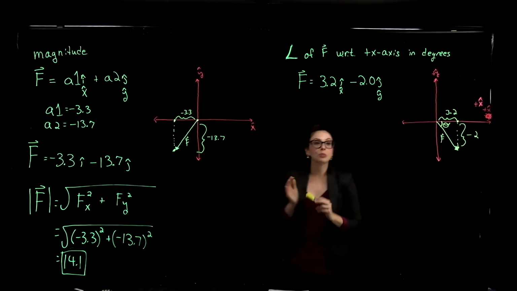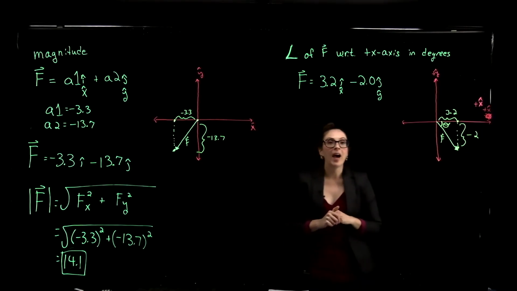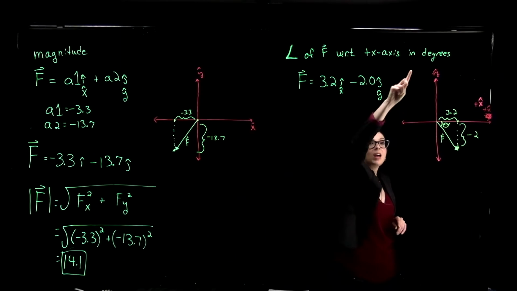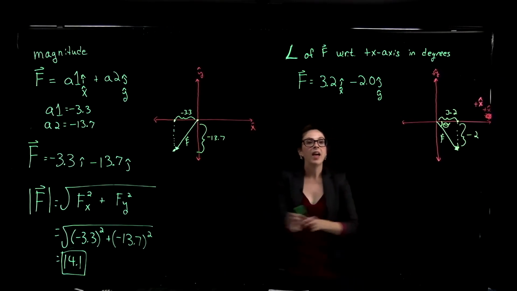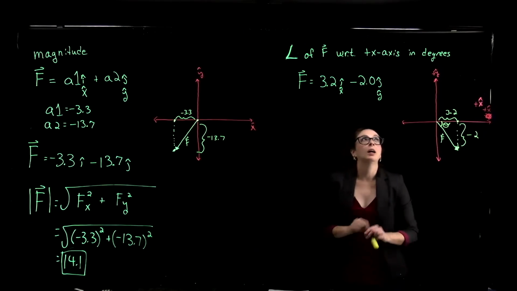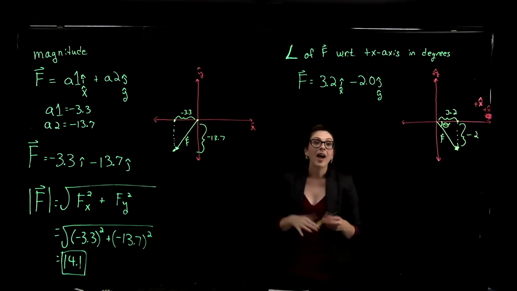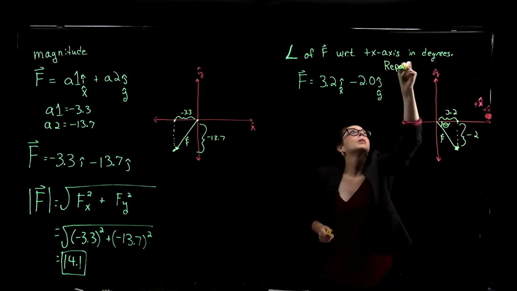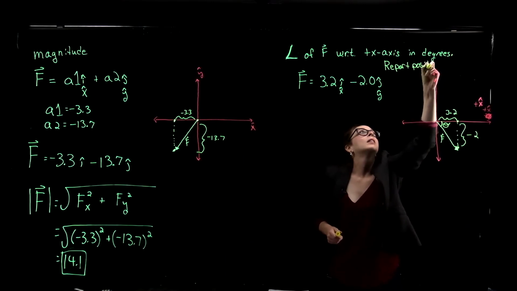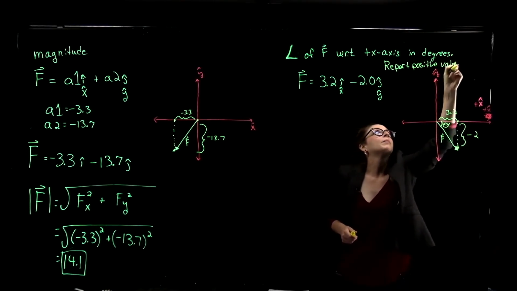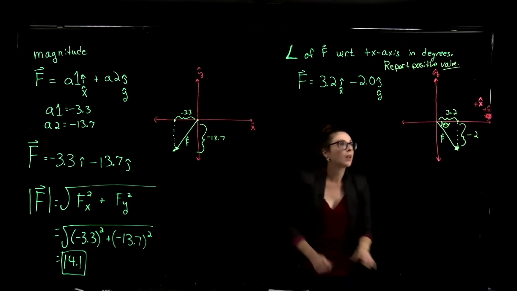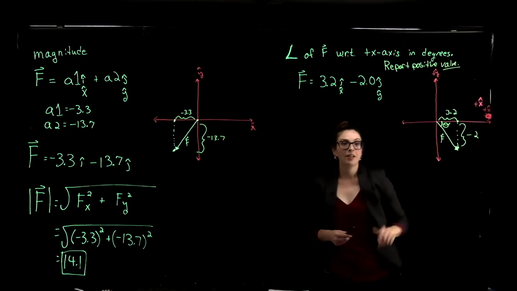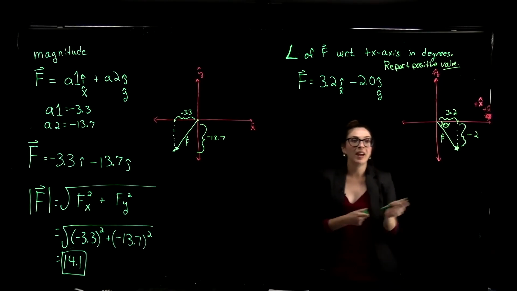So the directions of the problem ask you to find the angle of your vector with respect to the positive x-axis in degrees. And it also asks you to report this number as a positive value. So we want the positive angle of this vector with respect to the positive x-axis.